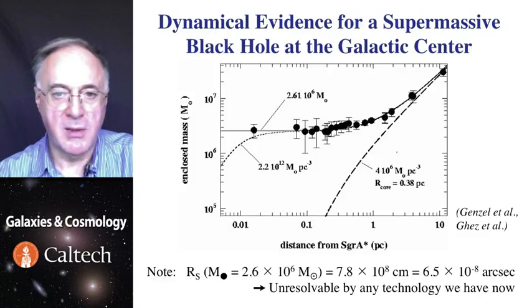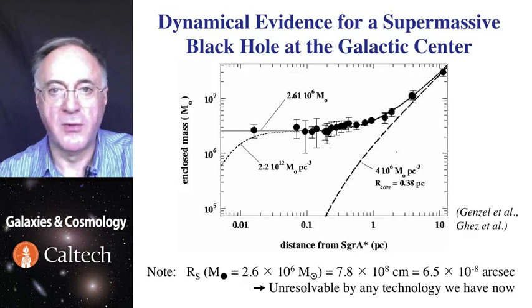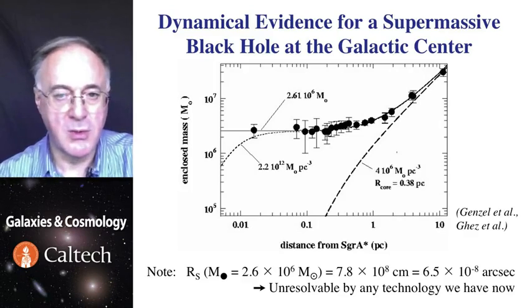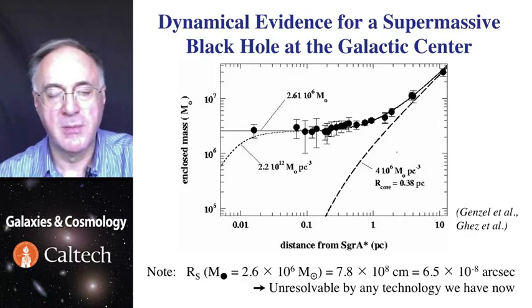In the Milky Way itself, the motions of stars near the galactic center indicate that there is an extra point mass there of the order of 3 or 4 million solar masses. And even though it doesn't do much in terms of activity, we know it's there because of its gravitational influence.